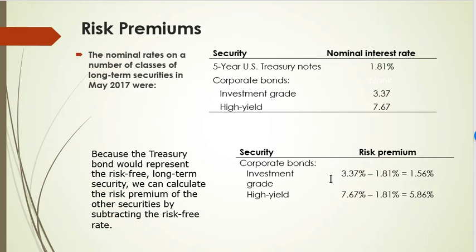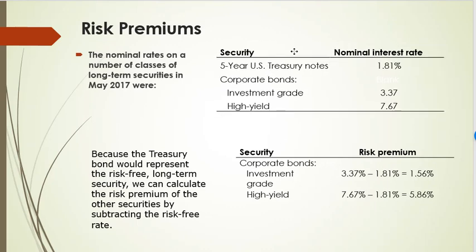So let's think about the risk premiums that we actually see. So the nominal rates on a number of classes of securities are found here, right? So here we have the security of a 5-year Treasury note, and then we have corporate bonds that have an investment grade and a high yield. And of course, you can see that the difference here, as we get to higher risk, there is definitely higher returns.